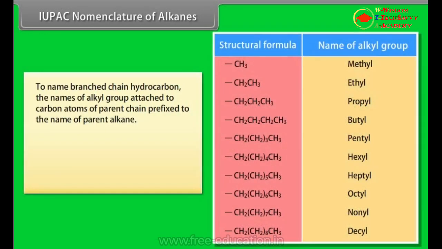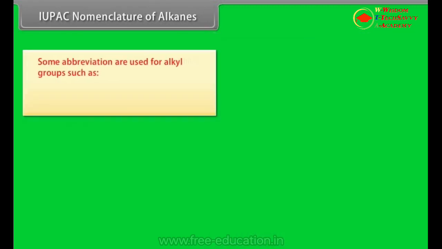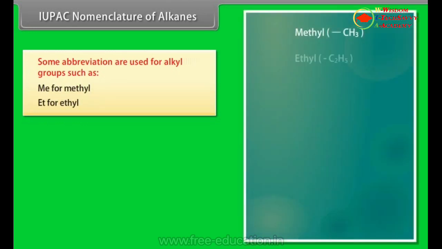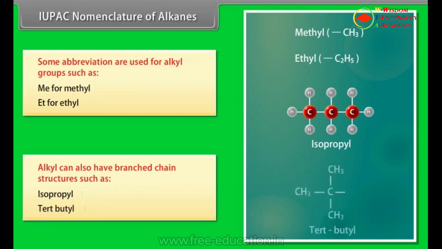To name a branched chain hydrocarbon, the names of the alkyl groups attached to carbon atoms of the parent chain are prefixed to the name of the parent alkane. An alkyl group is formed from a saturated hydrocarbon by removing one hydrogen atom from carbon. To name an alkyl group, we substitute ane with yl. Some abbreviations are used for alkyl groups, such as Me for methyl, Et for ethyl. Alkyl groups can also have branched chain structures such as isopropyl, tert-butyl.